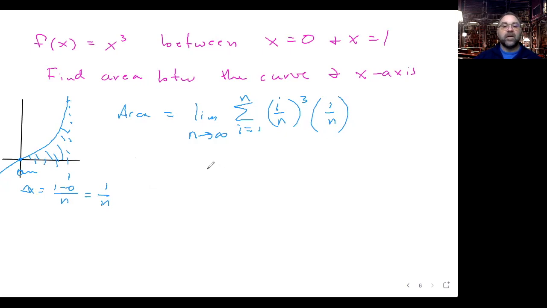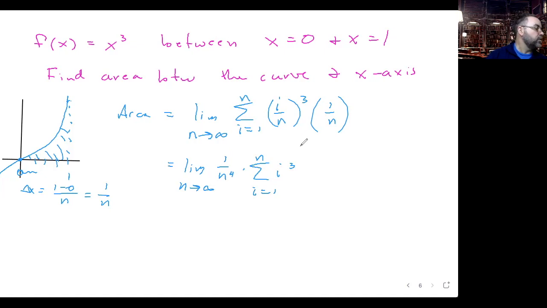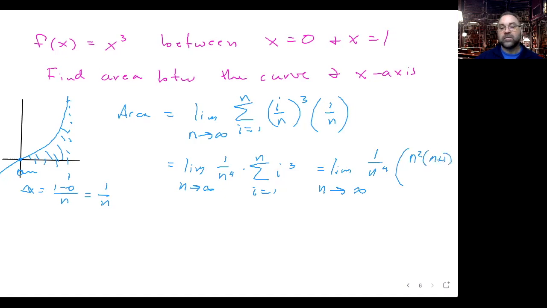Okay. And so we can use our formulas. You can see how there's a 1 over n to the fourth in here, times the sum of i cubed from 1 to n. Now, I have to flip back to the formulas on the summation page, which was back on 254, to find the i cubed sum. But you can see that the i cubed sum is n squared times n plus 1 squared over 4.